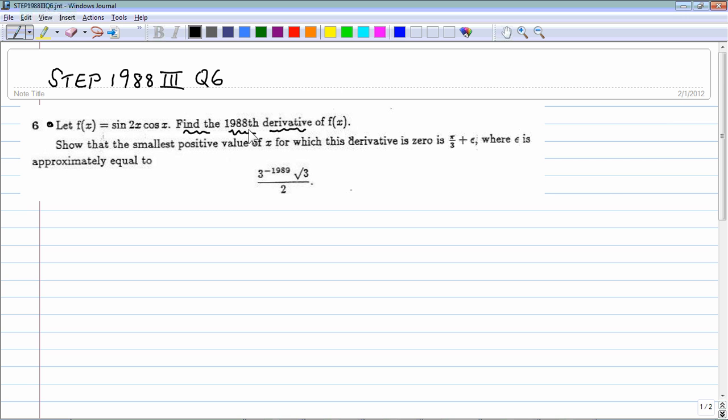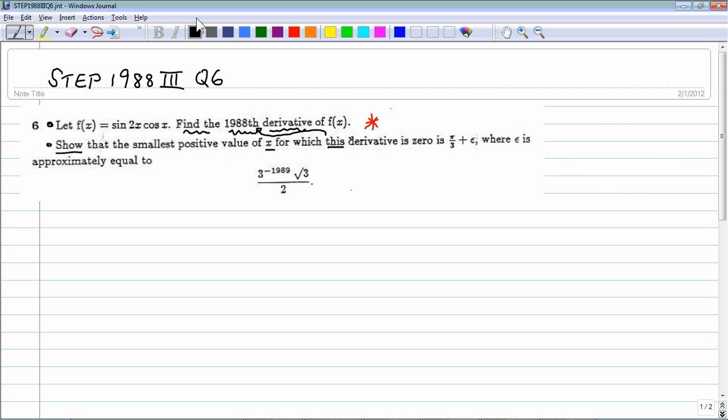So find this very high derivative of f, and then let's say we find that, then we've got to show something. We've got to basically find the x value for which this derivative, and it doesn't mean the derivative, it means the 1988th derivative, is 0, and then we express what that value should be. And here they do give a bit of a hint because they tell you how to find that solution. Alright, so part 1. How do we find this derivative?